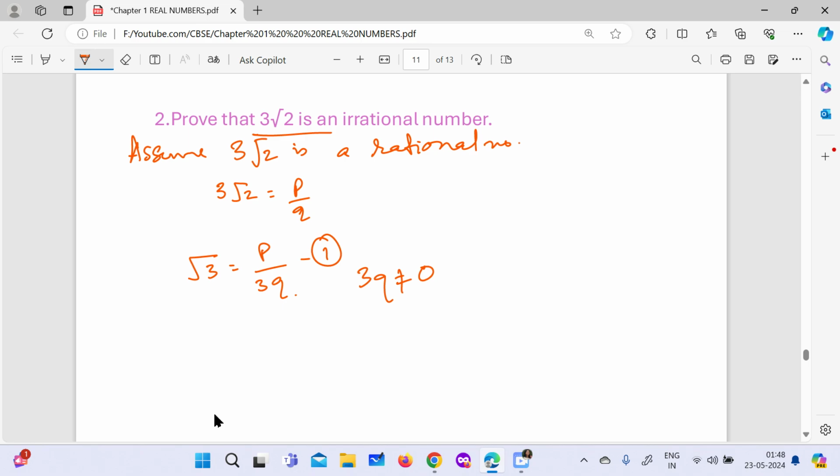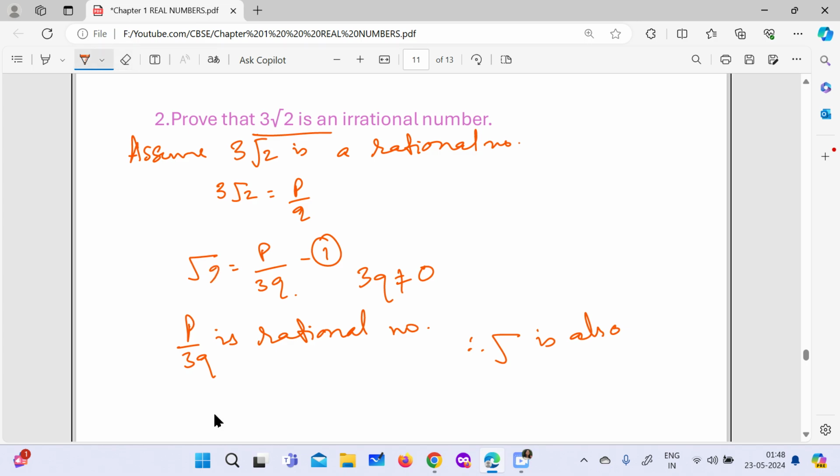Now, if we have assumed 3 root 2, which is equal to p over q, as a rational number, hence what happens now, p over 3q is a rational number, so root 2 also has to be a rational number. Therefore root 2 is also a rational number. Sorry, I wrote root 3 earlier; this has to be root 2. Yeah, root 2 is also a rational number, right?